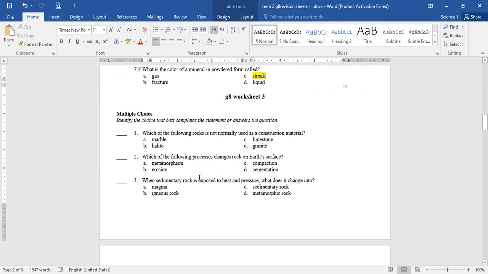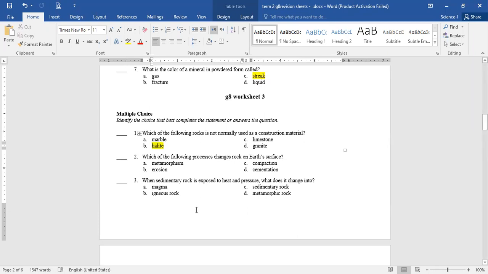So we're going to talk about which of the following rock is not normally used as a construction material. So what is the kind of rock that cannot be used as a construction material? Let's find who can answer this question. Yes, Khadija. B. B, halite, good, because we know halite is the table salt.